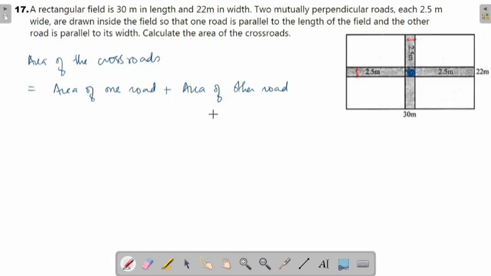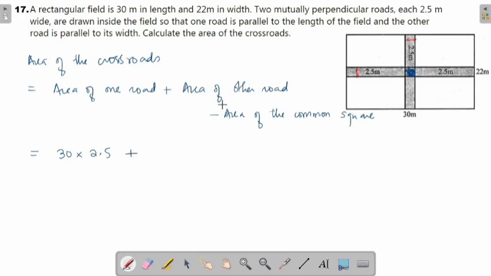So I'll subtract the area of the common square. See, this area is common, and this is a square shape, right? So we'll write area of common square. This will be equal to the area of the first road. This is a rectangular shape, whose length is how much? 30 meter. So it will be length into breadth. Breadth is given to be 2.5.